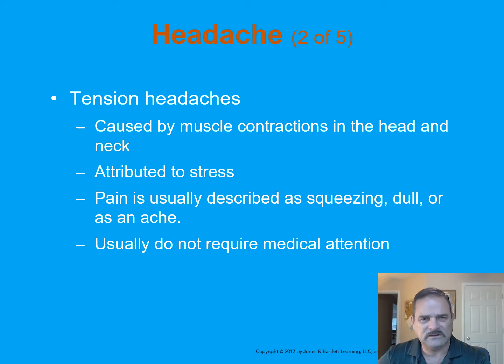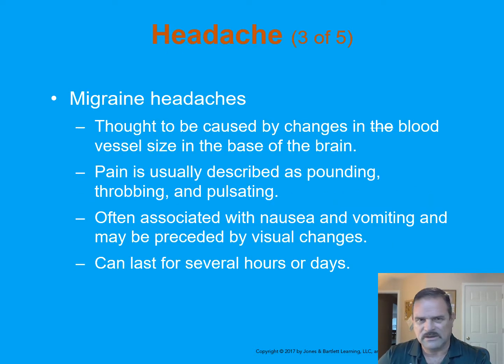All right, tension headaches are caused by muscle contractions of the head and neck. They're attributed directly to stress. Pain is usually described as squeezing, dull, or an ache in the head, and they rarely need any medical attention. Migraine headaches are thought to be caused by changes in the blood vessel size at the base of the brain. The pain is usually described as pounding, throbbing, or pulsating. It's often associated with nausea and vomiting, can be preceded by visual changes, and can last for several hours. So these are no good.